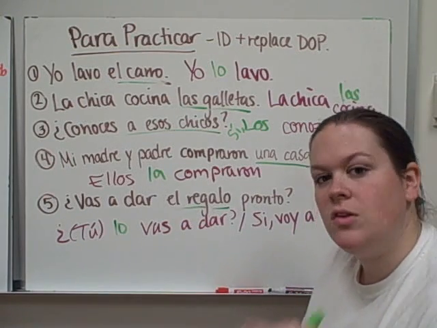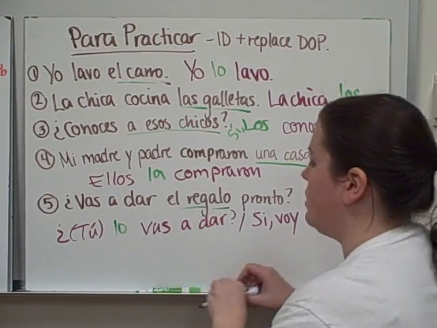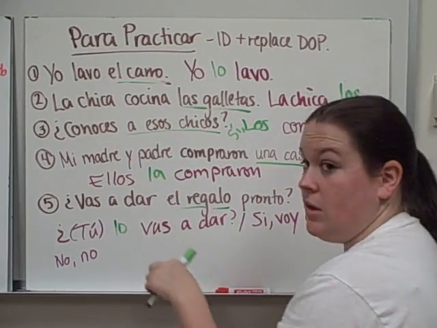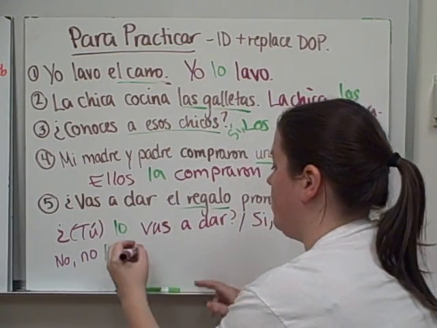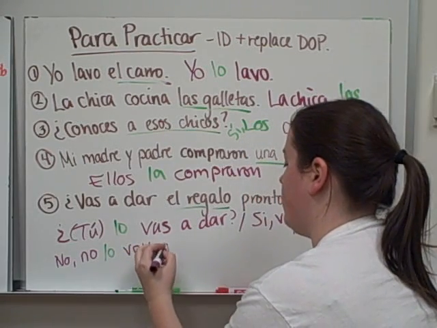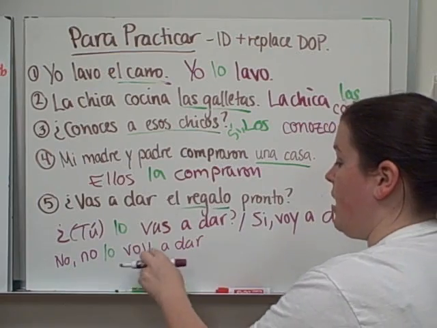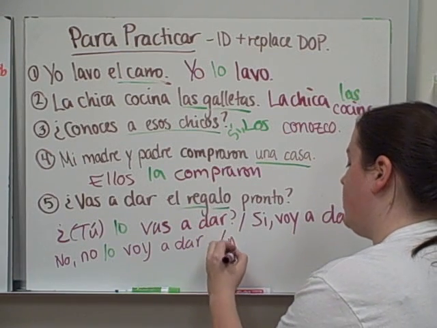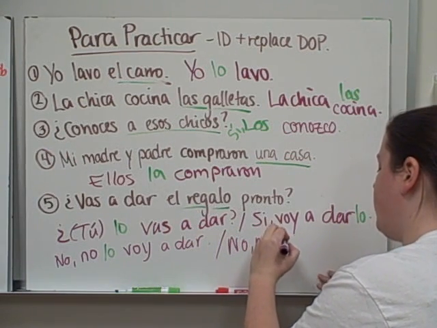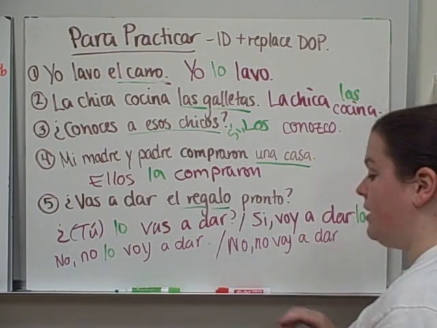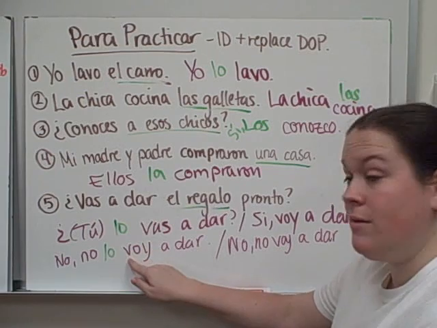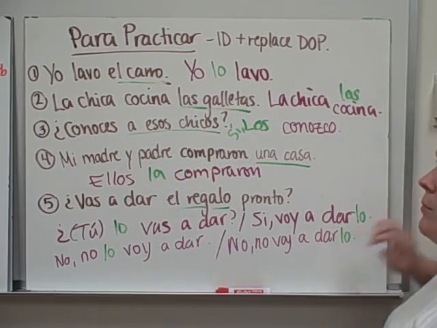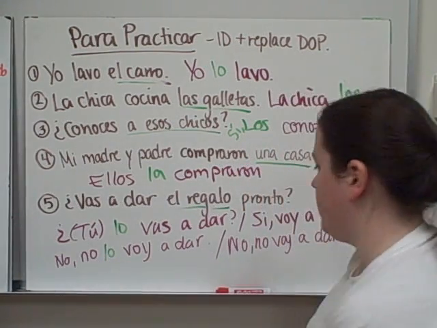Now what if it's a negative sentence? No, I'm not going to give the gift early. All right? No. And then it's still it. Lo voy a dar. No, I am not going to give it early. Or, no voy a darlo. And then again, in this case, you have the choice. You can put it before the main verb, or you can stick it onto the end of the infinitive or the participle. And that is all.